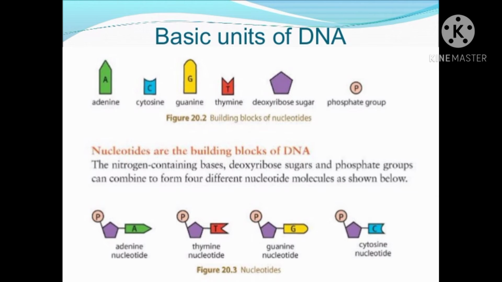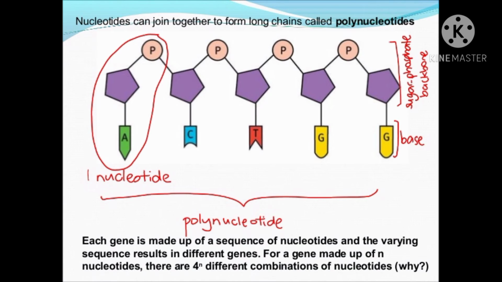There are four types of nitrogen containing bases in DNA. The bases are called adenine, represented by A, cytosine, guanine, and thymine. These may be represented by symbols as shown in the picture. The nitrogen containing bases, the deoxyribose sugar and phosphate groups can combine to form different nucleotide molecules as shown below. Here the first one is an adenine nucleotide, similarly thymine, guanine and cytosine. These are the four nucleotides.